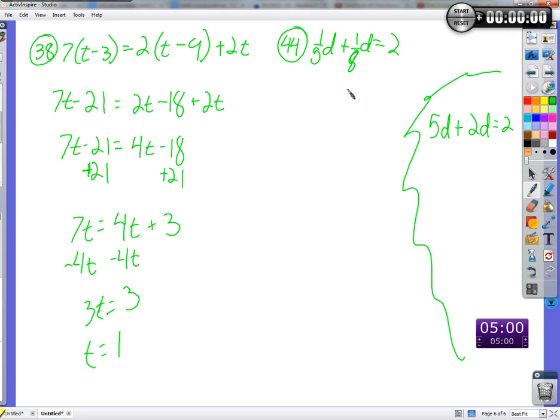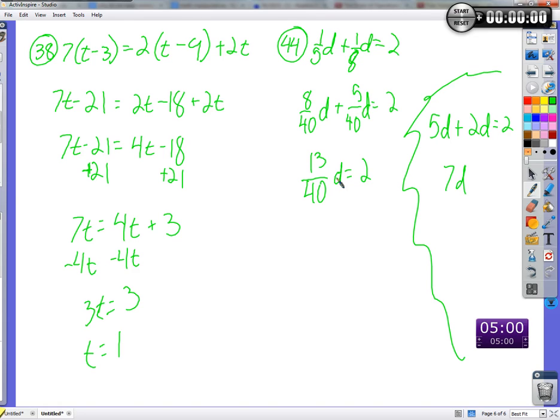It's going to be 40. Okay, so this is going to be what over 40? 8 over 40, and this will be 5 over 40 d equals 2. Right. And they're like terms. If we were to put these together, we would just do 5 plus 2 is 7 times d. Same thing here. 8 40ths plus 5 40ths is 13 40ths. D equals 2. Okay. We want to know what d is.